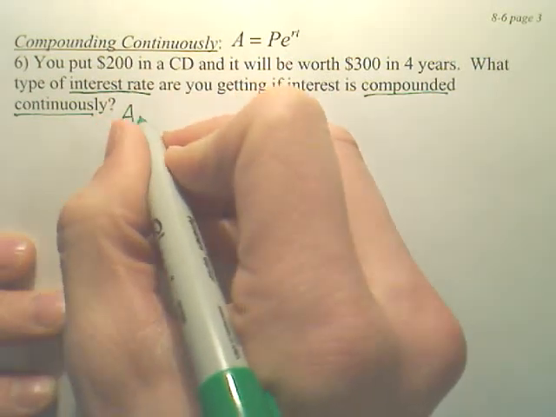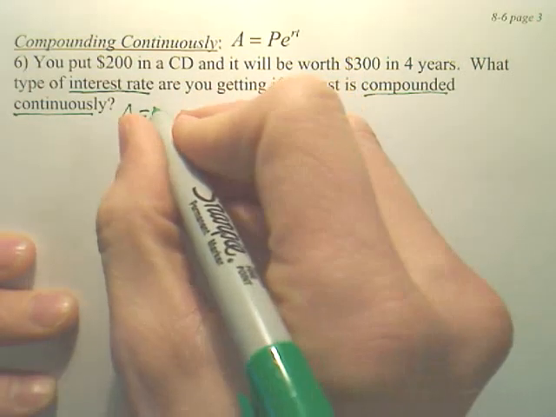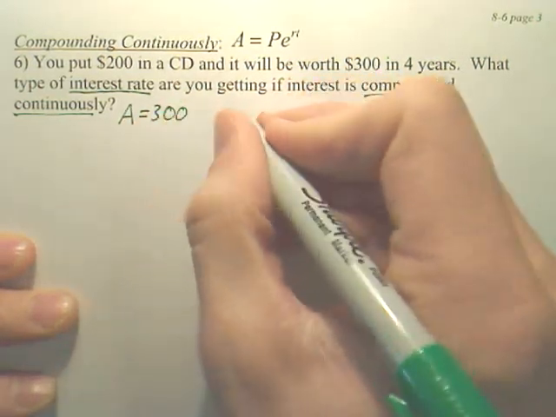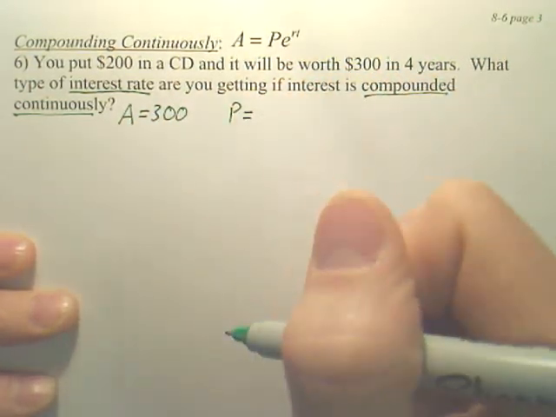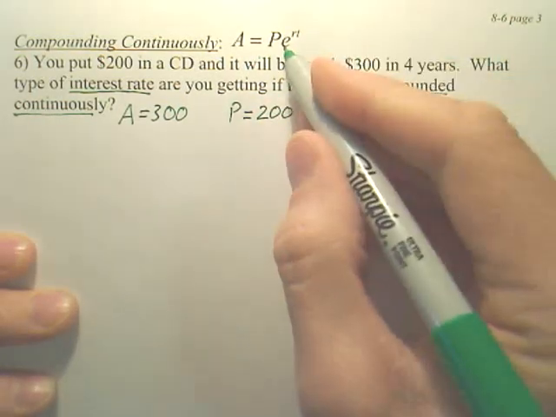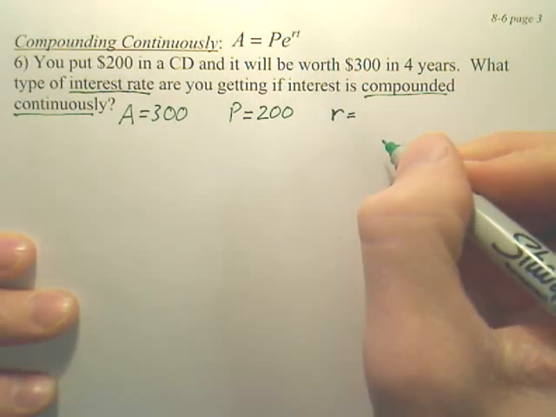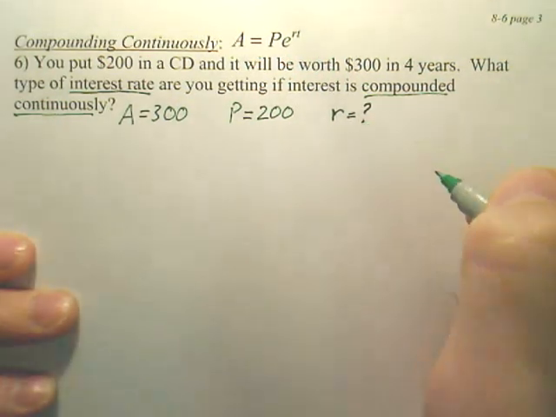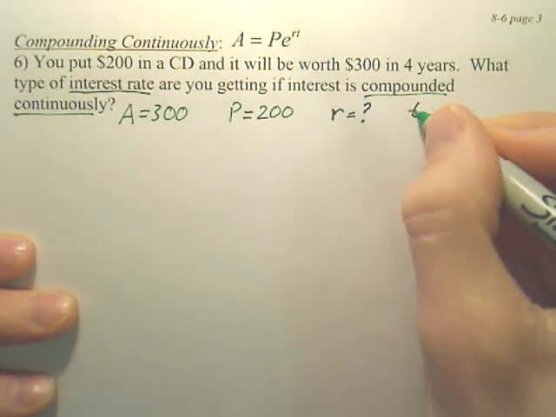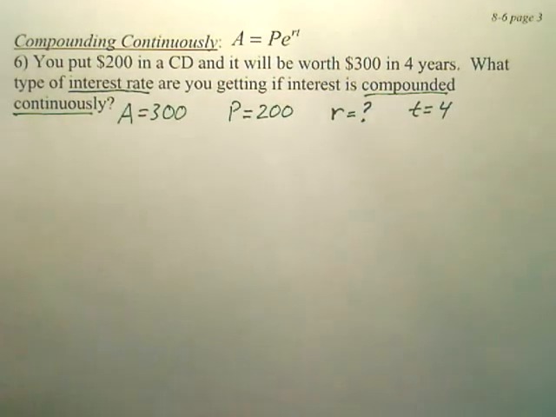Do we know my final amount? Yes, it's 300. Do we know my initial amount? 200. E is a value in your calculator. Do we know R? Do we know our rate? No, that's what they want to find. Do we know how much time? Yes, it's 4 years.